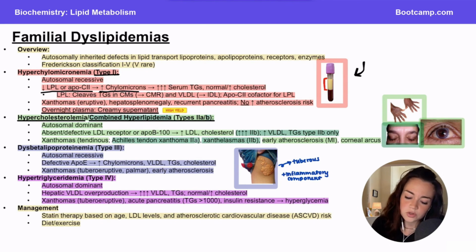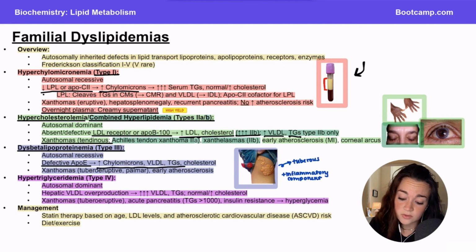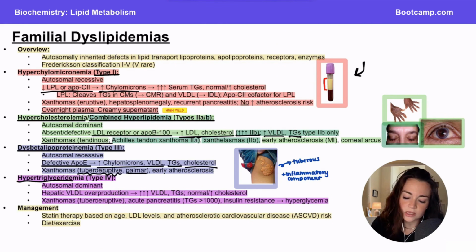Both of these were due to defects in either the LDL receptor or the ApoB100 apolipoprotein that helps to facilitate binding to the LDL receptor. Type 3 was dysbetalipoproteinemia. This was a defect in ApoE that caused a buildup in chylomicrons as well as VLDLs. And then type 4 is familial hypertriglyceridemia. This was that hepatic VLDL overproduction that caused massive increases in VLDL and triglycerides.